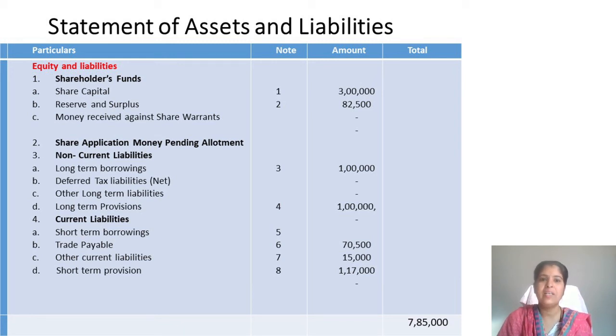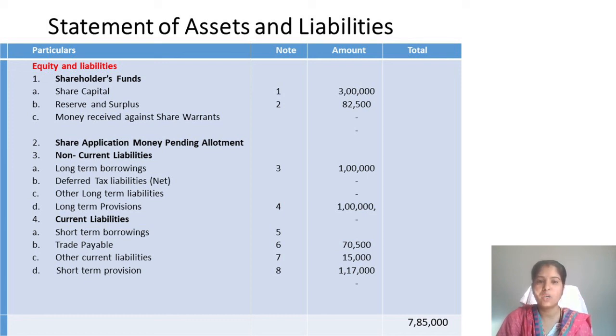Deferred tax liabilities net, nil value. Other long-term liabilities is nil value. Next is long-term provisions, note number 4, 1 lakh. Current liabilities, under that again 4 classifications we can find. That is short-term borrowings as per note number 5, nil.